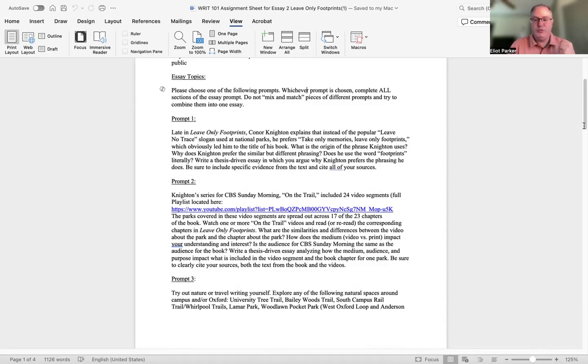But what is the origin of the phrase that he uses? Why does he prefer similar but different phrasing? And then does he use the word footprints literally? So you could take any one of those questions, look for examples from the story itself, look for examples from his visit to the parks, look for examples from the thoughts that he shares about this concept, and develop that into an essay that gives an interpretation of this phrase and his change of phrase: take only memories, leave only footprints. And he talked a little bit about that in his convocation speech. So that's something to keep in mind with that particular prompt.